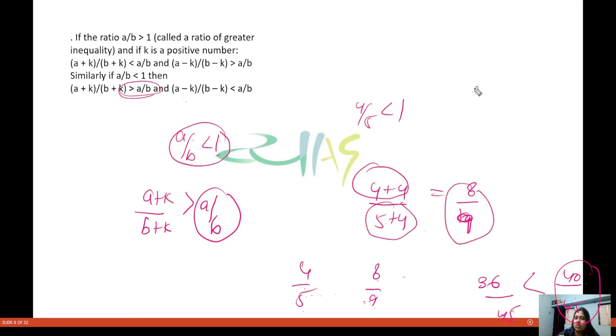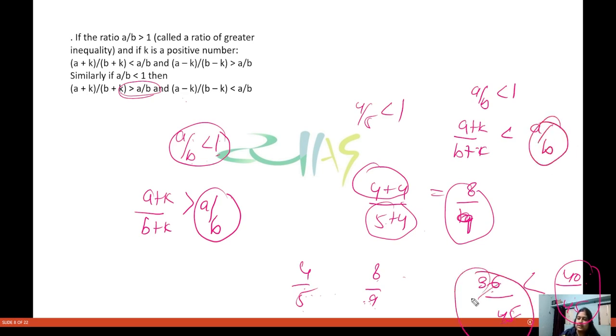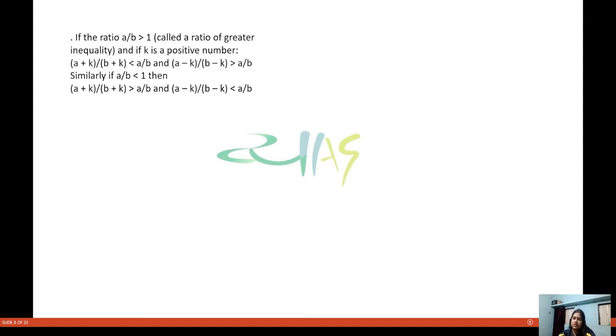So we always know when a by b is less than 1, a plus k divided by b plus k comes out greater than a by b. Here a by b is 4 by 5, and this one is coming to be greater than this. I hope you understand this concept.